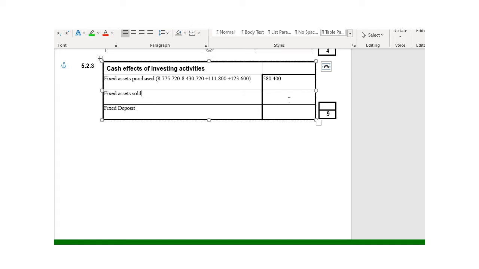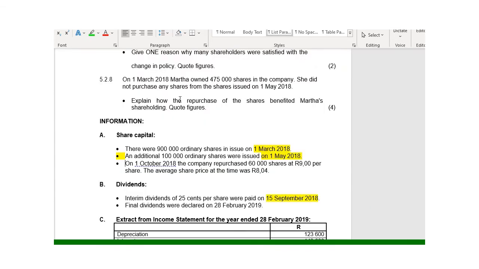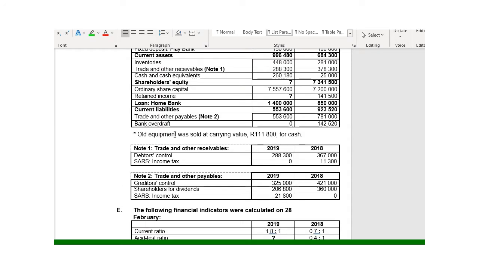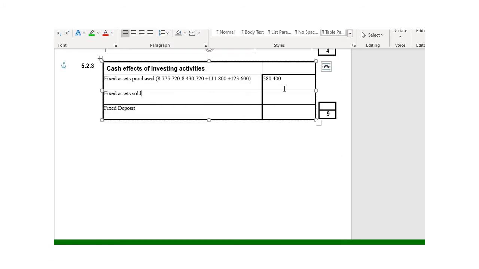Okay, so the next item I need to calculate is the fixed asset sold. Remember, they told me in the balance sheet information that all the equipment was sold at carrying value. Now I'm looking for what I actually received for it, and it is also the carrying value of 111,800. So the carrying value, 111,800. Good. So let's just go back a step.